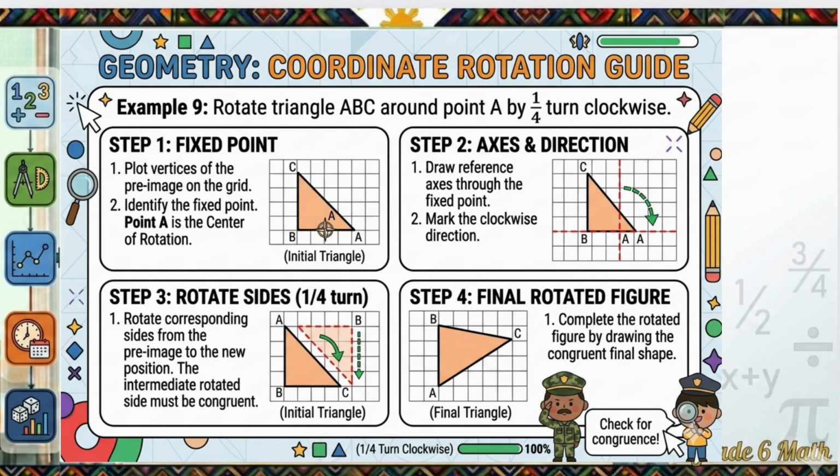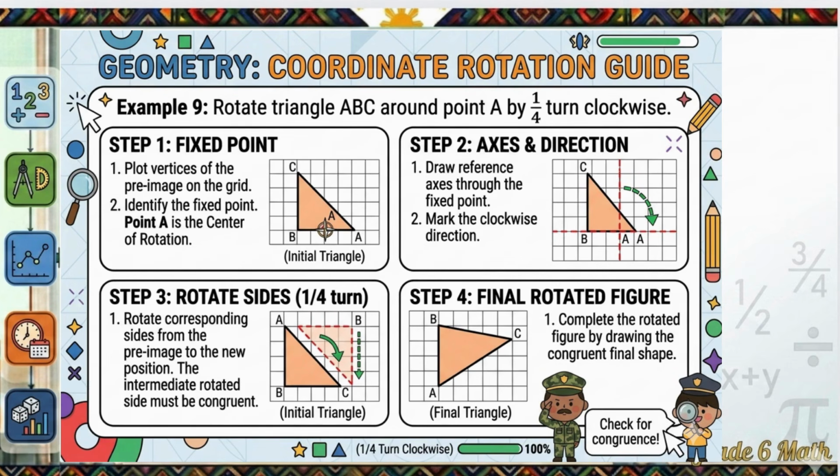Step 2. Axis and direction. We need to know which way to spin and how far. Direction. Clockwise, the same way the hands on the classroom clock move. The turn. We are doing a 1/4 turn. If you think of a full circle as 360 degrees, a 1/4 turn is exactly 90 degrees, like the corner of your notebook.